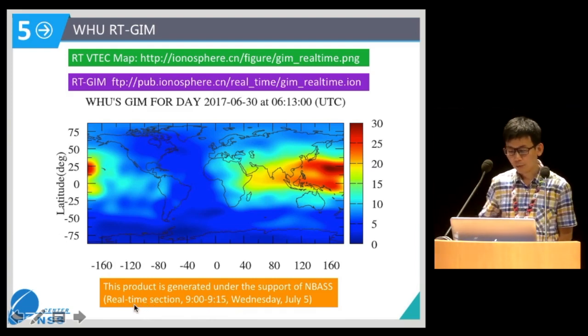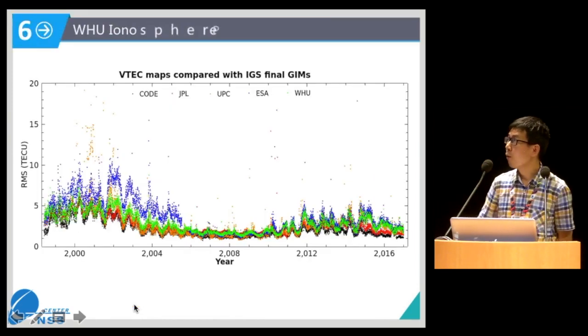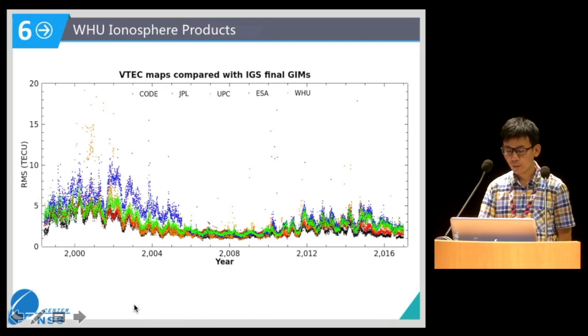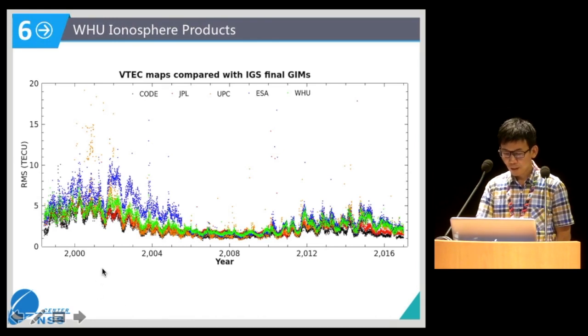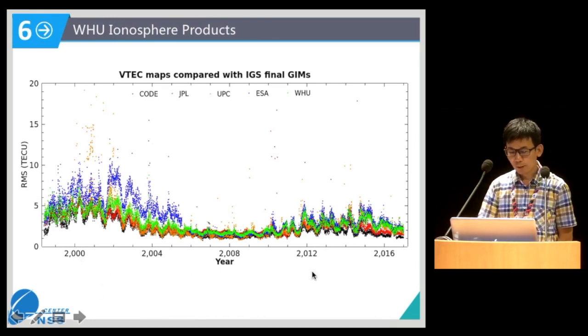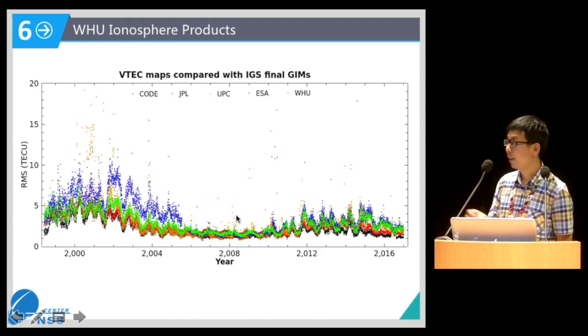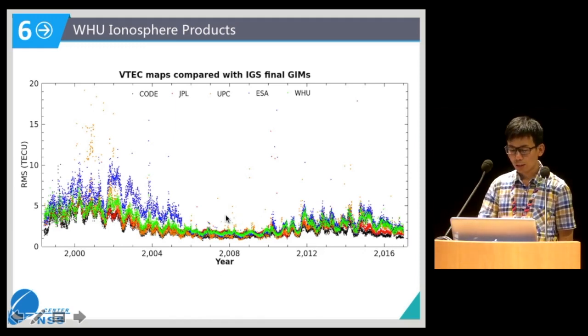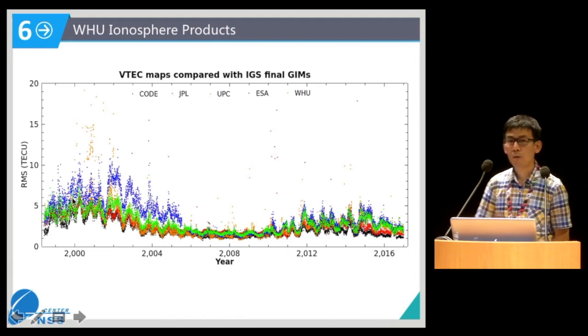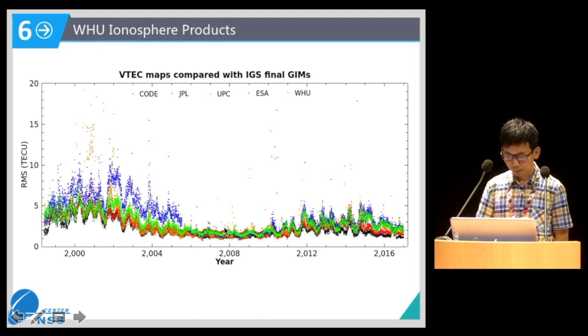Okay, in this slide we show the comparison of the VTEC maps for the ionosphere analysis centers from about 2000 to today. We can see from this map that for different associated analysis centers, they have a similar RMS, and the variation along the years is mainly due to the level of sun activity. From this map, we can conclude that the IGS products are a rather reliable source for ionosphere information.